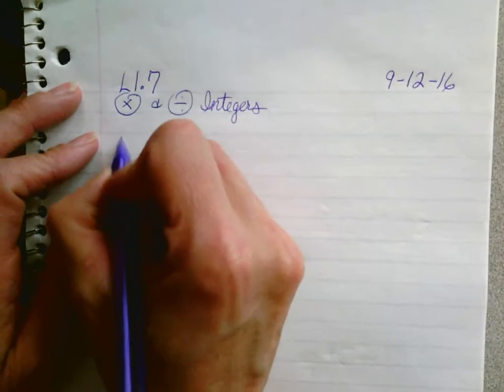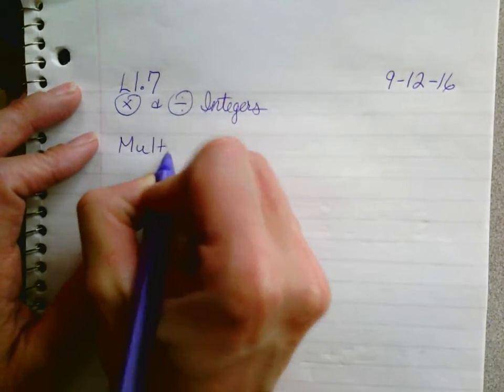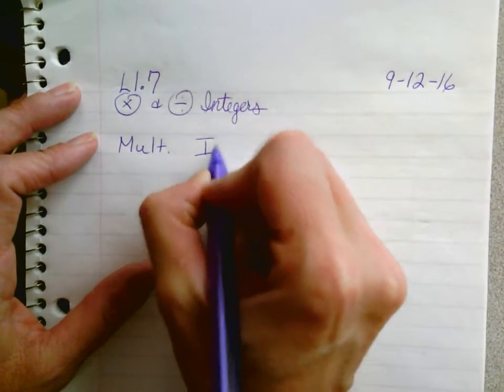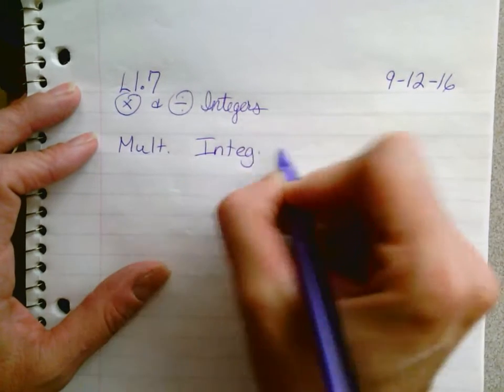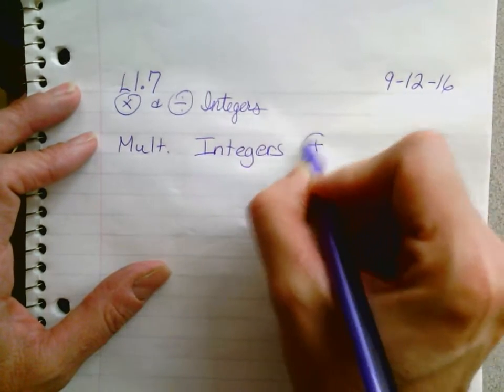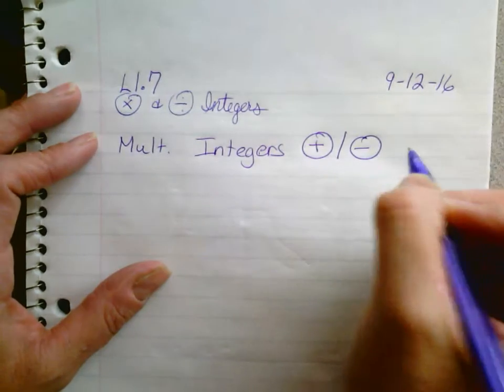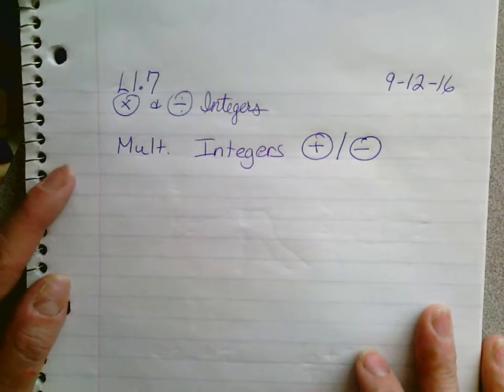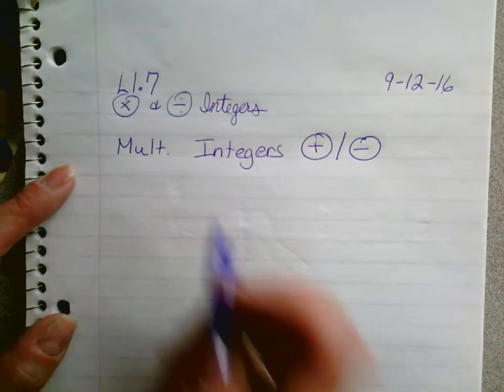Multiplying integers, here are the rules just to start with. They're really most concerned that you understand what to do with positive versus negative numbers. Everybody should be copying. Okay?